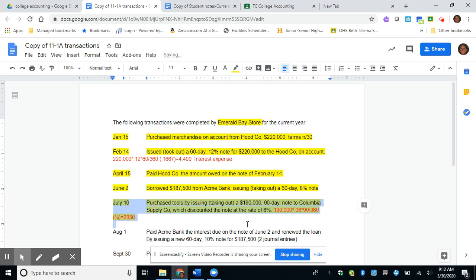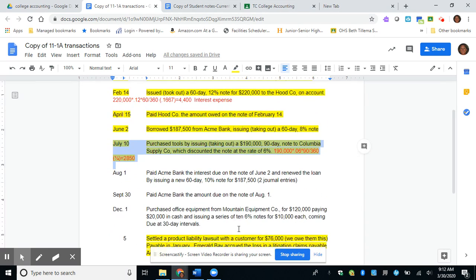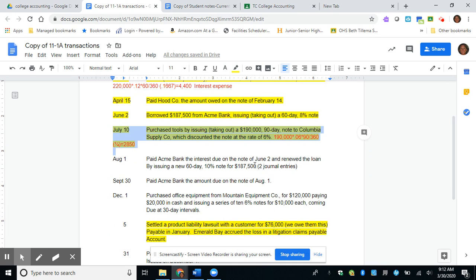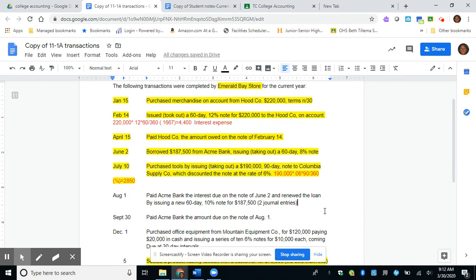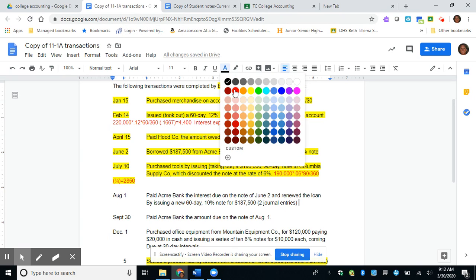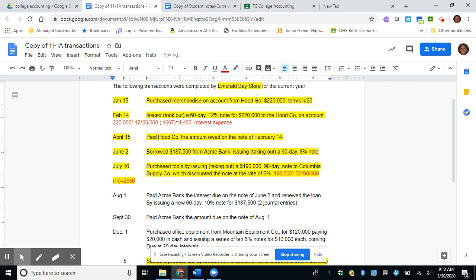Going on August 1st, it looks like I'm paying Acme Bank the interest due on the note, but instead of paying them for the whole note, I'm only paying them the interest. So I have to take out a new note. So let's do some calculations here. On August 1st, the note is on June 2nd. So I'm going to go up to June 2nd. It looks like I borrowed $187,500. So the only amount that I'm paying is the interest. So let's figure out the interest.